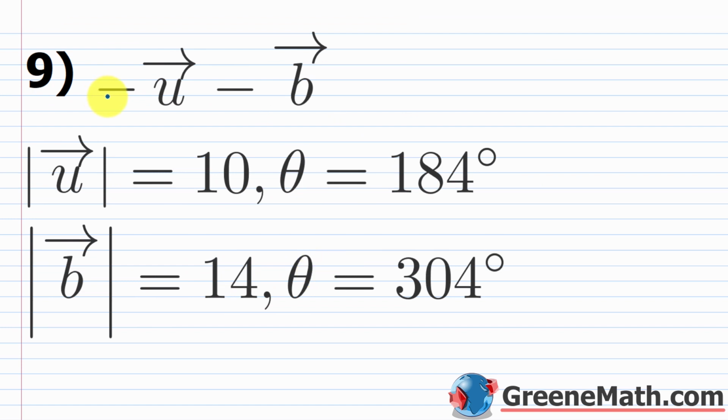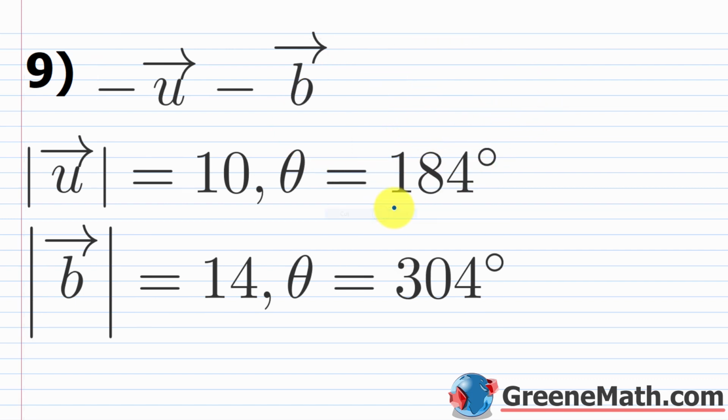So here we have the negative of our vector u, then minus our vector b. Now we're not given the component form for the vector u, and we're not given the component form for the vector b. So we need to figure that out first before we can do this. So we're given the magnitude of the vector u. We're told that that's 10. We're given the direction angle for the vector u. That's going to be 184 degrees.